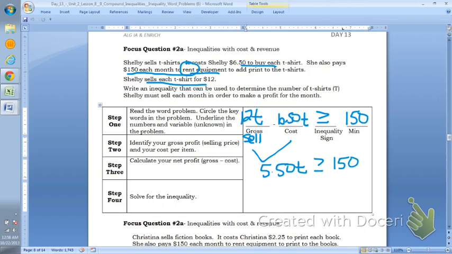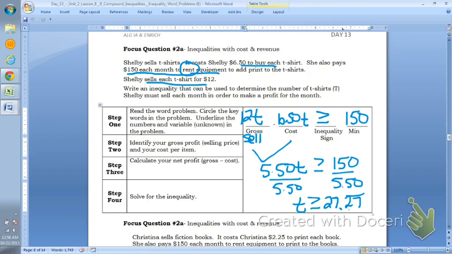And then finally, to find out exactly how many t-shirts she must sell, we have to divide by the $5.50. Divide by $5.50. So T is greater than or equal to, if you plug it in your calculator, you get 27.272727. It keeps repeating. Now, can we sell 0.27 of a t-shirt? No. So again, what do we do? Do we round up or round down?